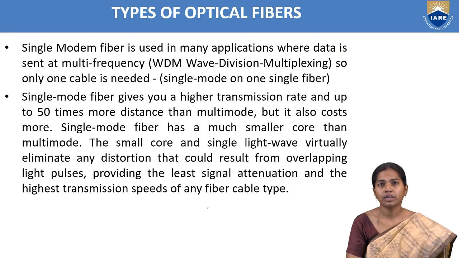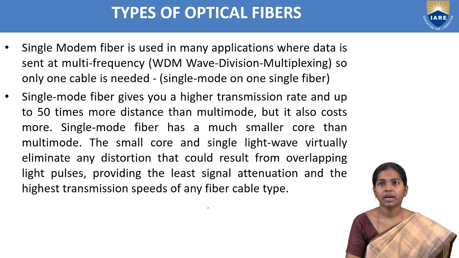Single mode optical fiber is used basically for wavelength division multiplexing, where each channel carries only one piece of information. Single mode fiber gives a higher transmission rate and up to 50 times more distance than multimode. It transmits over a longer distance compared to multimode, but its cost is also more. Single mode fiber has a much smaller core than multimode.